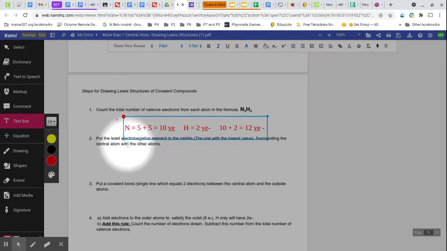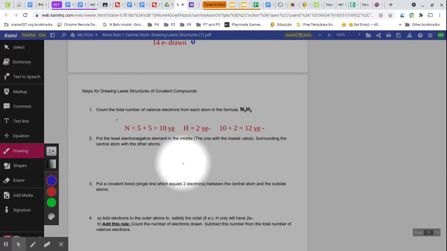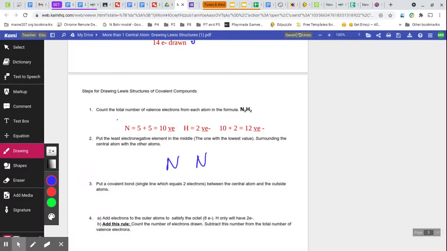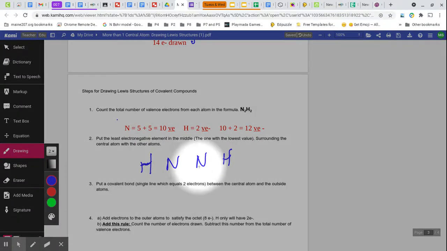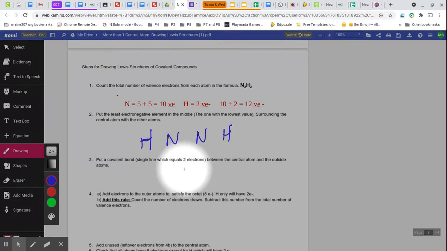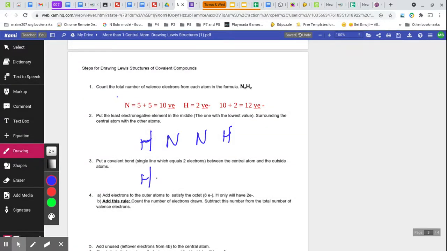Now, once again, step 2, we can't put H in the middle because it only forms one bond. So we're going to put N's in the middle. So here come my N's. N, N. And then I have H's. We only have 2, so I'll give one to each nitrogen. And then I'll connect. Oh, sorry, that's the next step. Jumping ahead of myself here. Okay, put a covalent bond. We're going to do that and connect them together. So I'm just going to redraw H, N, N, H.